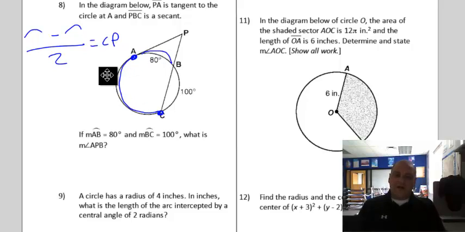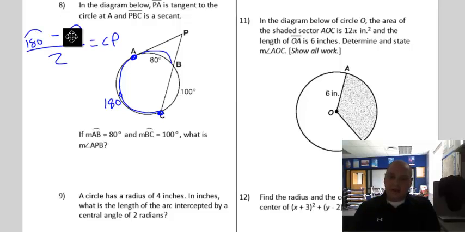But, you know, again, all the arcs got to add up to 360. So if this is 80 and this is 100, I know it's 180. This is going to have to be 180 because 180 plus 180 is 360. So this has to be 180 to get 360 all the way around. So now I know it's 180 minus 80. Okay, subtract the 2 arcs we're talking about, the 2 intercepted arcs. All right, and it's going to be 100 divided by 2 is 50. So angle APB is going to be 50 degrees there.